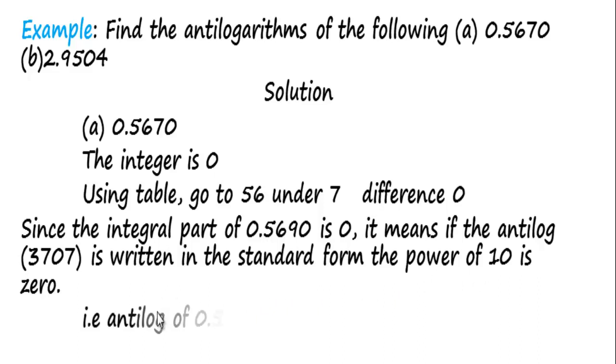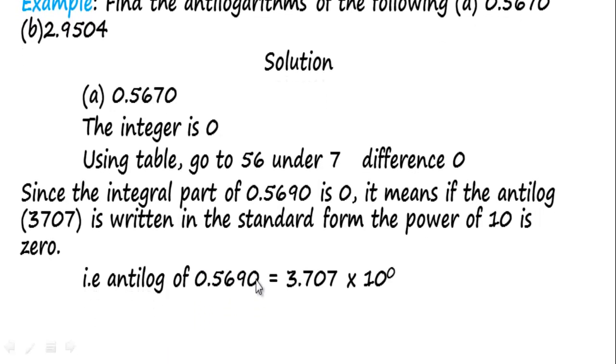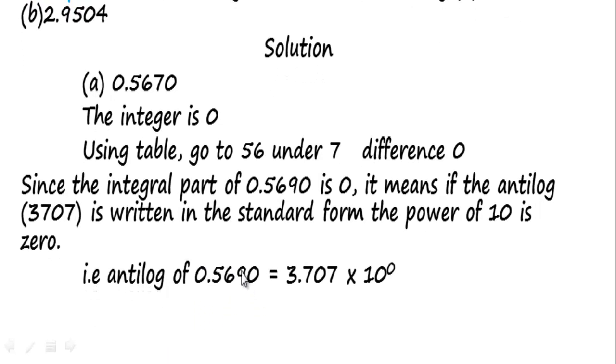Now this is the antilog of 0.5670, which is 3.707. I know you understand. This is 7, it's not 9. You know, this is the question. Are you getting it? They say you should find the antilog.